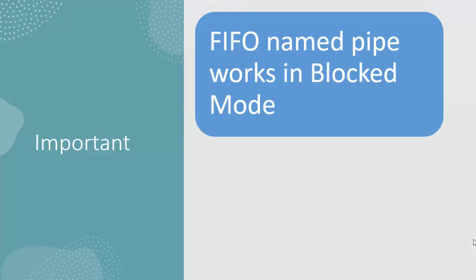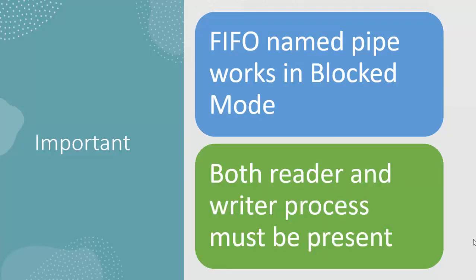A very important point to remember is that the FIFO pipe works in blocked mode by default. By blocked mode, we mean that the writing process must be present on one end while the reading process must be present on the other end of the pipe at the same time. Otherwise, the communication will not happen.